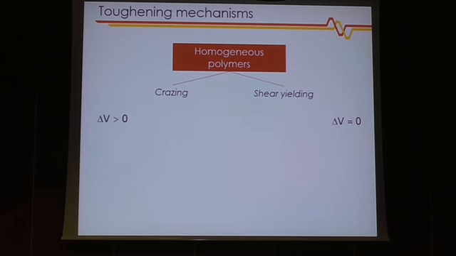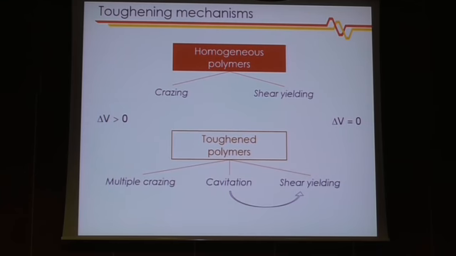And we know that in a homogeneous polymer we can have crazing or shear yielding, while in the case of a toughened polymer we can have multiple crazing, which is obviously related to crazing, but with a high number of crazes, which involve higher levels of energy absorbed. We can have cavitation of the rubber particles, and we can have shear yielding. Actually, these two are related, since the cavitation of the particles promotes the shear yielding of the surrounding matrix.